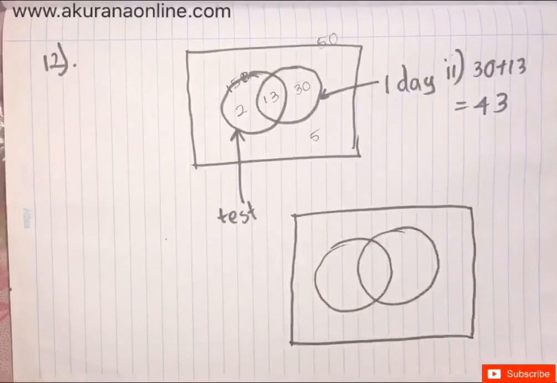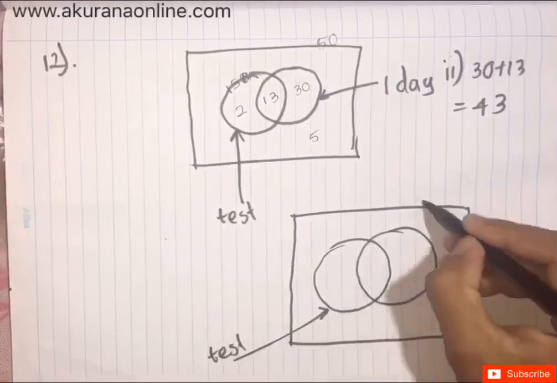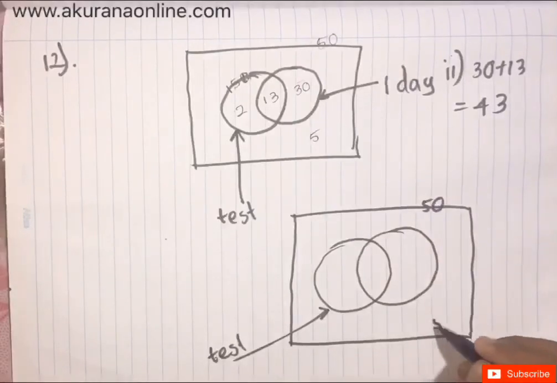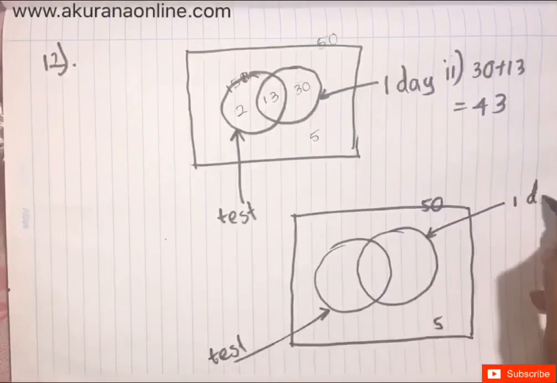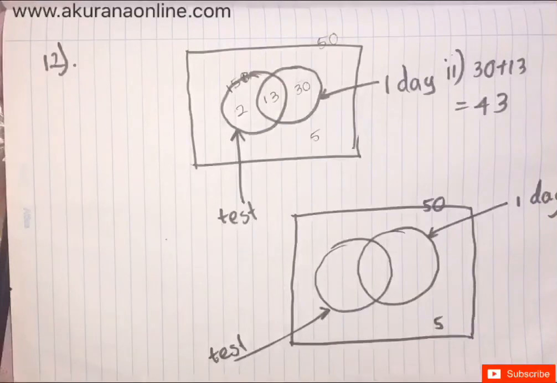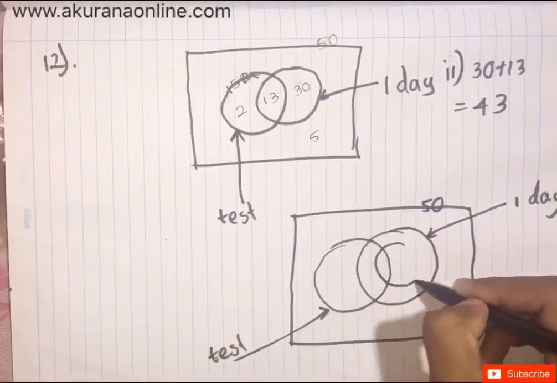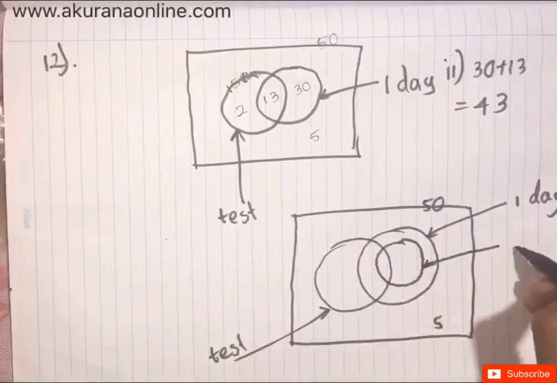When you write it this way, this is for test, all other information is okay. Total 50, you have 5 outside, this is test, this is one day. Okay, they have said 33 of these 50 persons were males. Now let us draw this male here. Okay, now this is the subset of males.